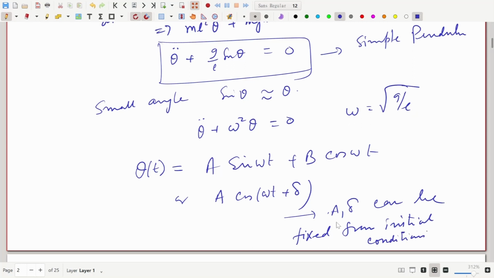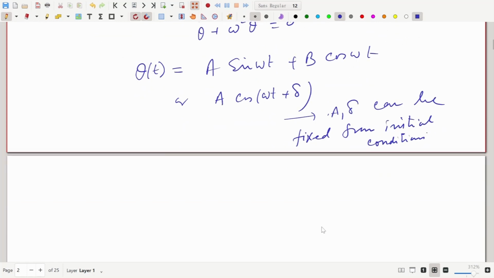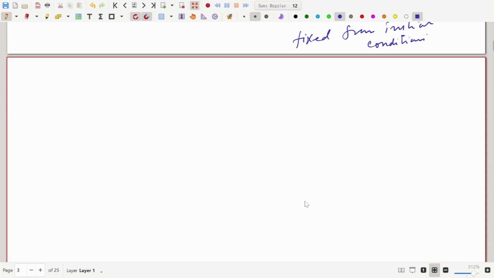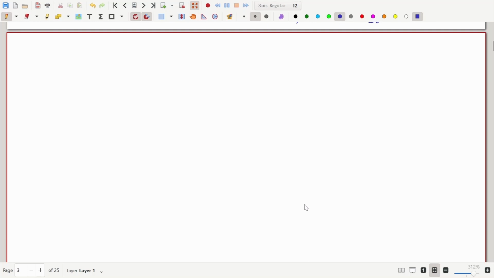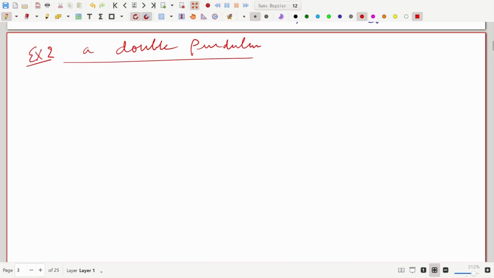So this is all about the simple pendulum. Now let us move to a more complicated system. As I promised, today's lecture will be mostly on various types of pendulum. So the second example we consider, example 2, a double pendulum. Okay, a double pendulum, let me draw how it looks.